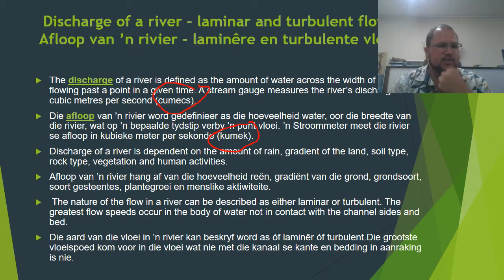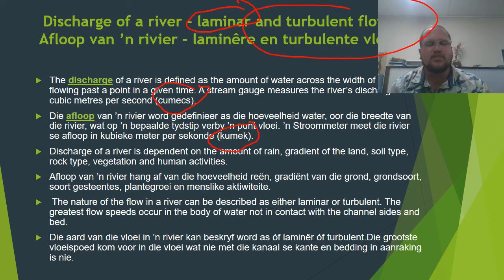So let's see, discharge of a river, you can read through that, the nature of flow. Now it talks here about laminar flow and turbulent flow. Now, laminar flow being a smooth flow of water. Turbulent flow being choppy water, water that is like whitewater rapids. Why would it be laminar or turbulent? Laminar meaning it's a smooth river bottom, so the water can flow smoothly over it. Turbulent meaning it's a rocky river bottom, so the water will flow turbulently over it. It will create things like white waters and rapids.